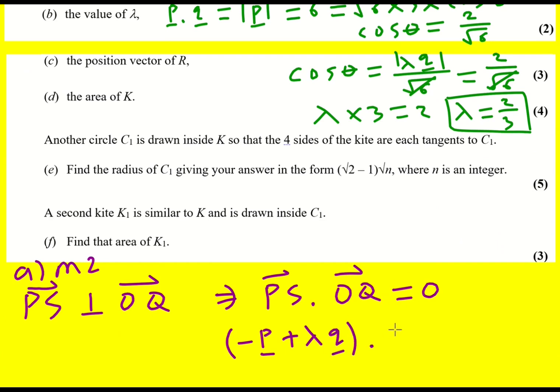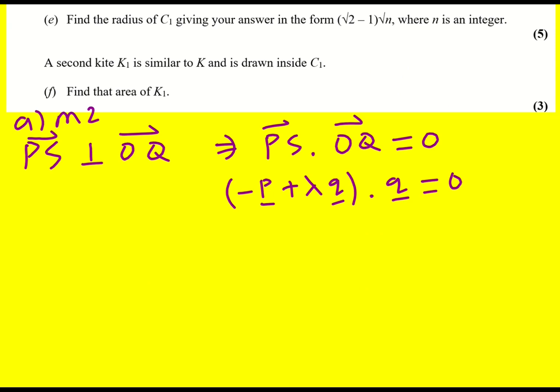And then if we dot that with OQ, it's just dotted with Q like this. Now, when we have something like this, you can dot product this with this and this with this and just add them together. So we get minus P dotted with Q plus lambda Q dotted with Q is equal to 0.